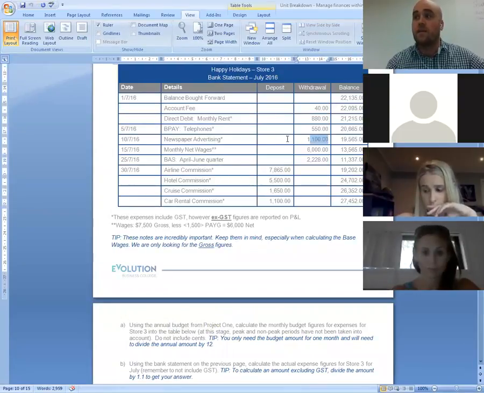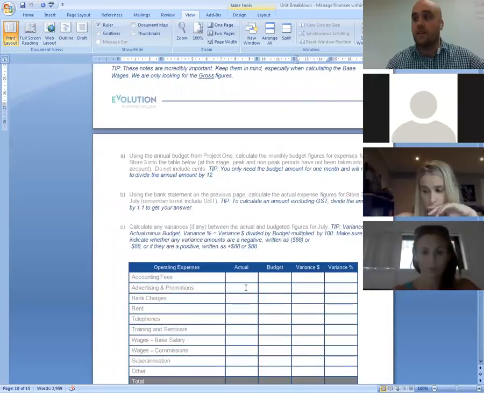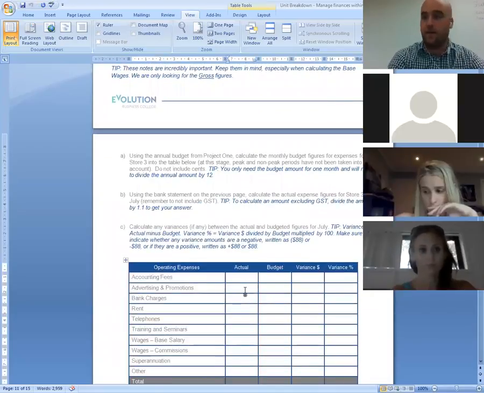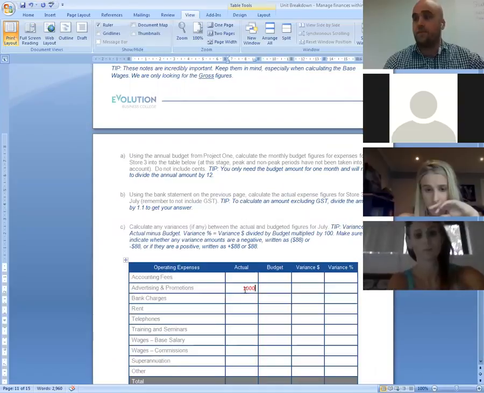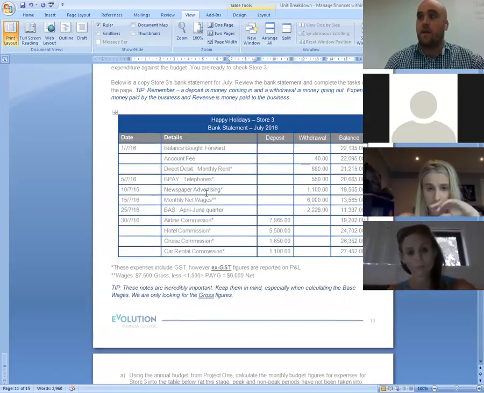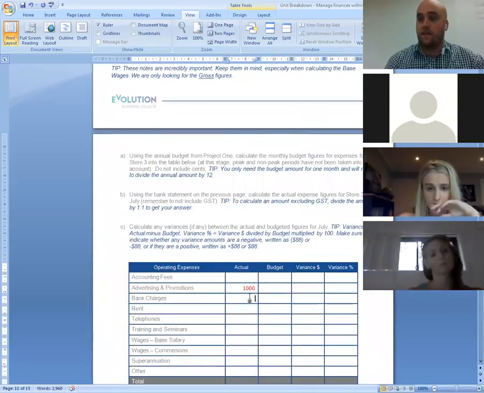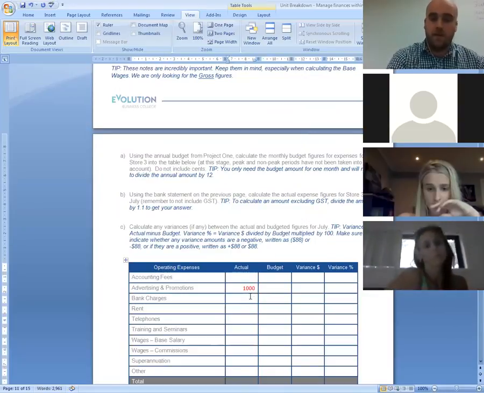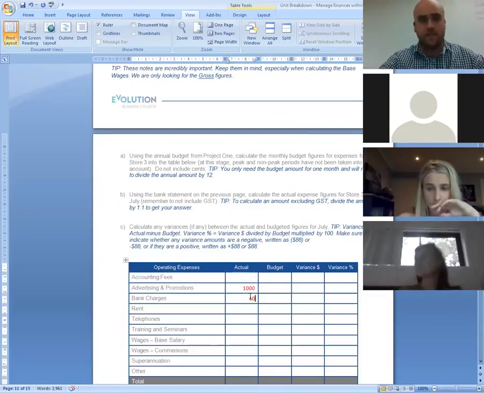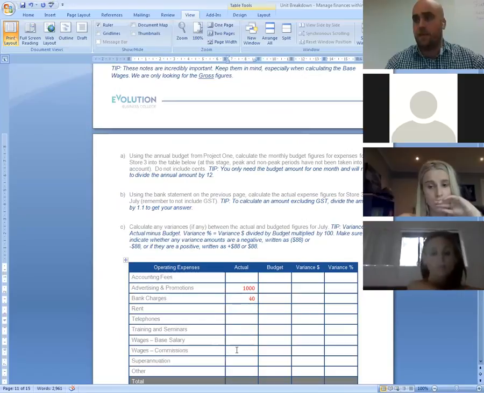Advertising, remember to take off the GST. So this figure here will be 1,000. And you'll just be working your way through bank charges, account fee, which should be $40. You'll be going through just filling out this table. It's pretty much that simple.